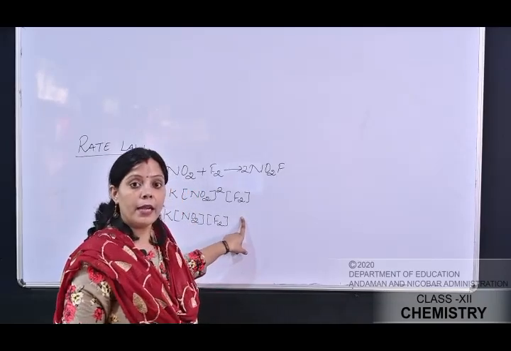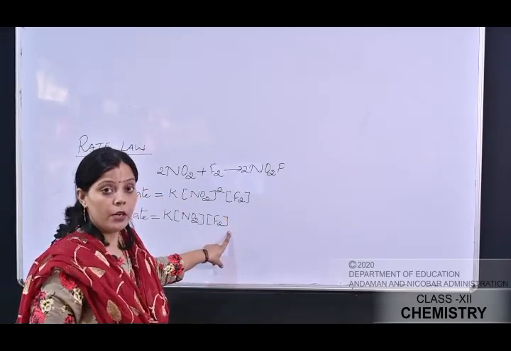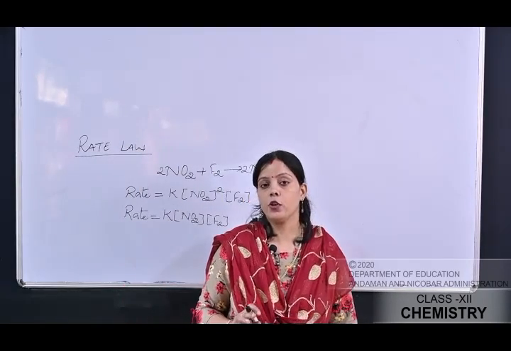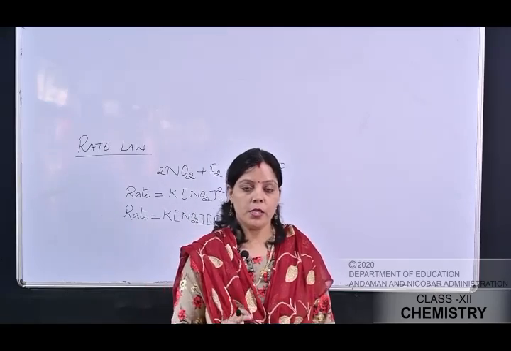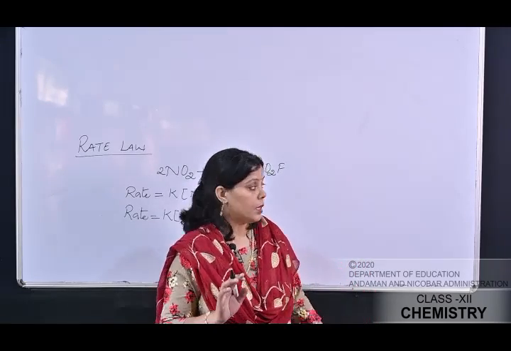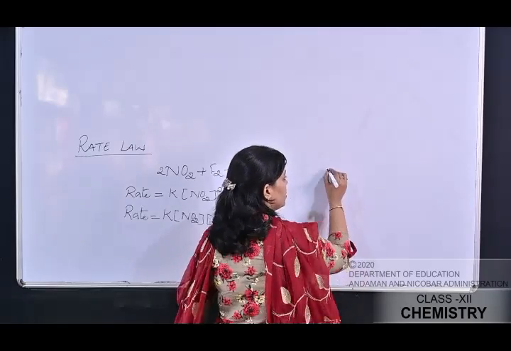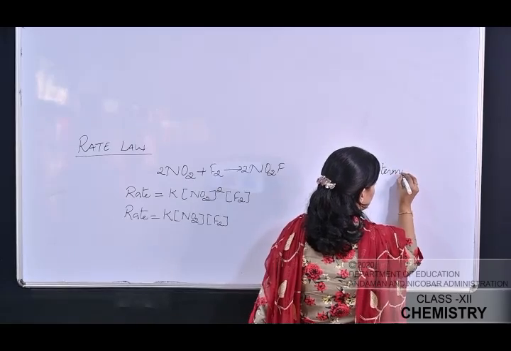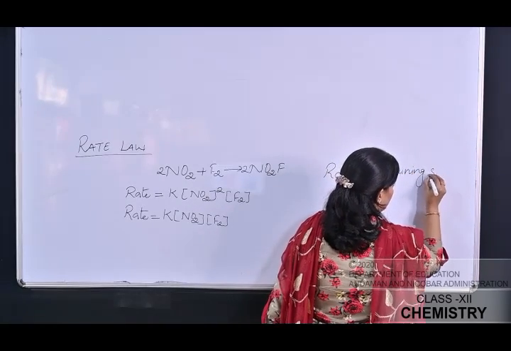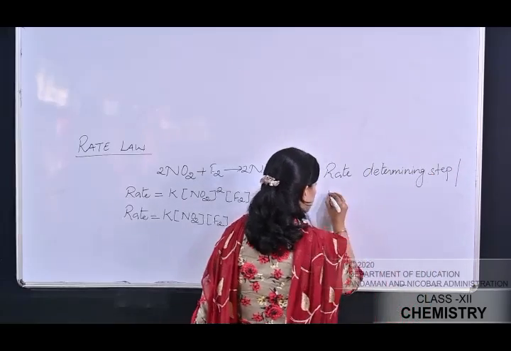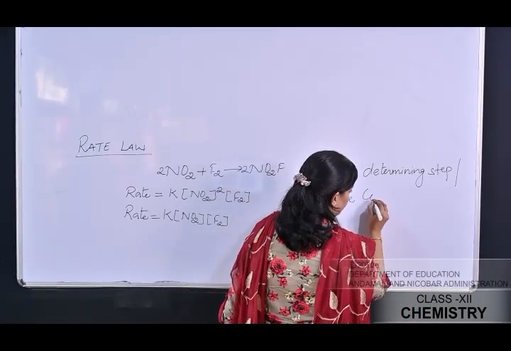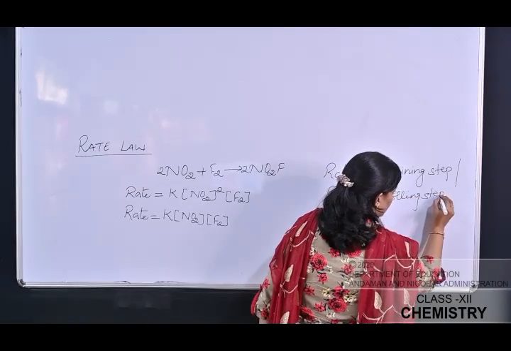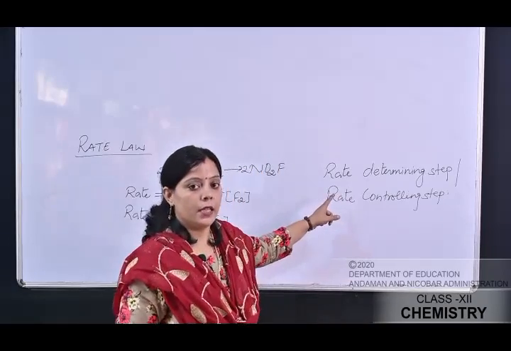The mathematical expression in which the concentrations that actually influence the rate of the reaction appear is named the rate law. So in the case of a complex reaction, a reaction proceeding in more than one step, the slowest step is named the rate determining step or the rate controlling step, because the reaction cannot proceed faster than the slowest step.